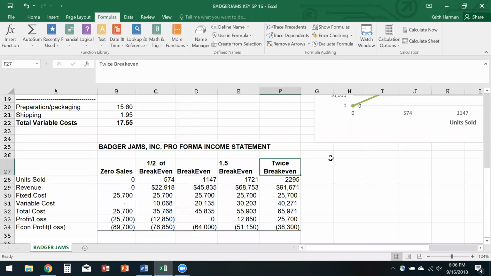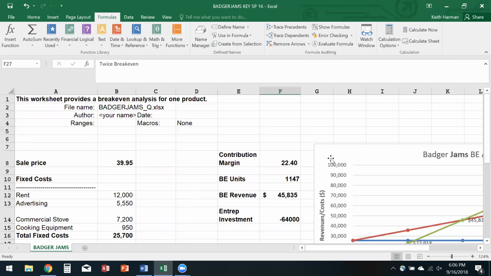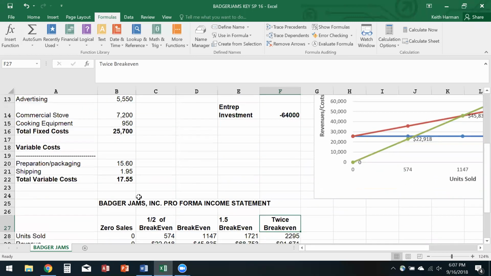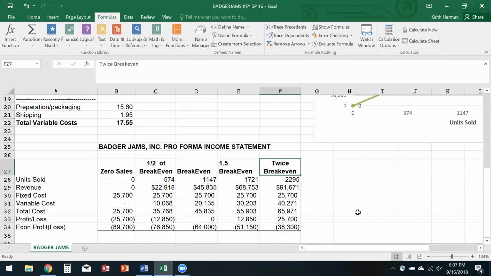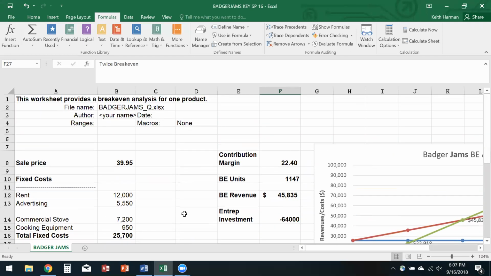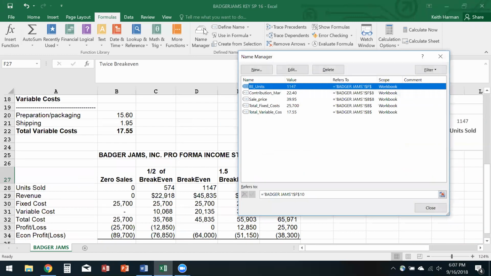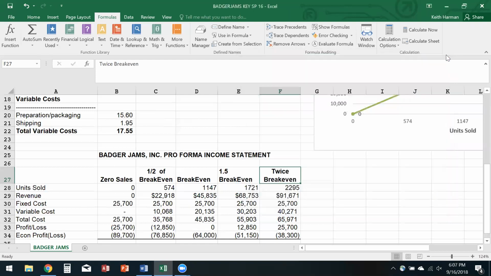Now since I already have the data for contribution margin per unit, the break-even units, the break-even revenue, the sale price, the fixed costs, and the variable costs, I can just start plugging those numbers in. See, that's why the assumptions area is so important. Plus, it's so important for us to have taken the time to really develop the name manager. You see how much easier our calculations were.